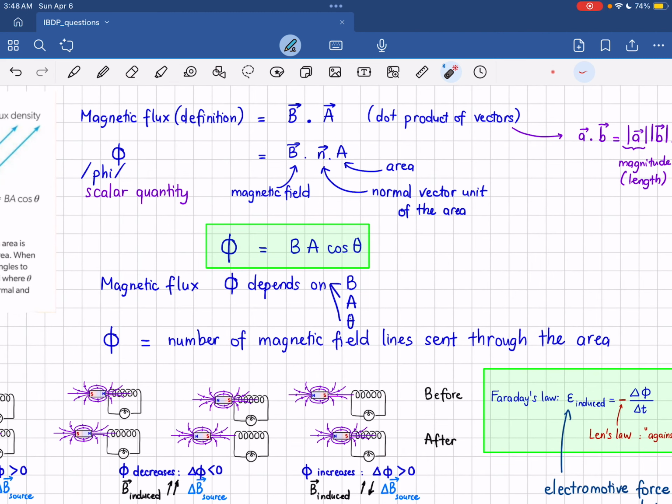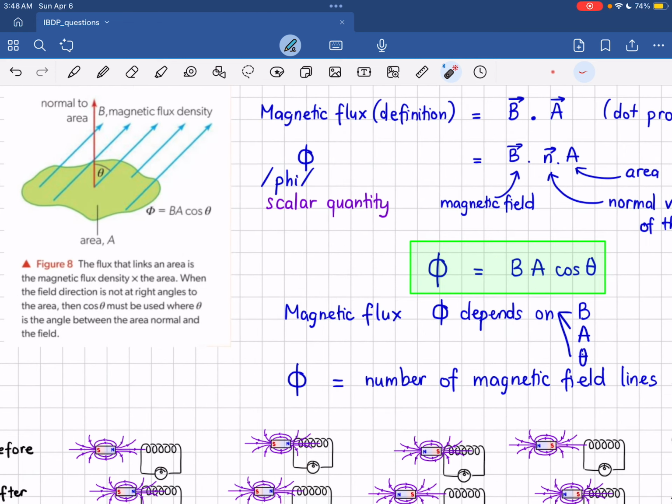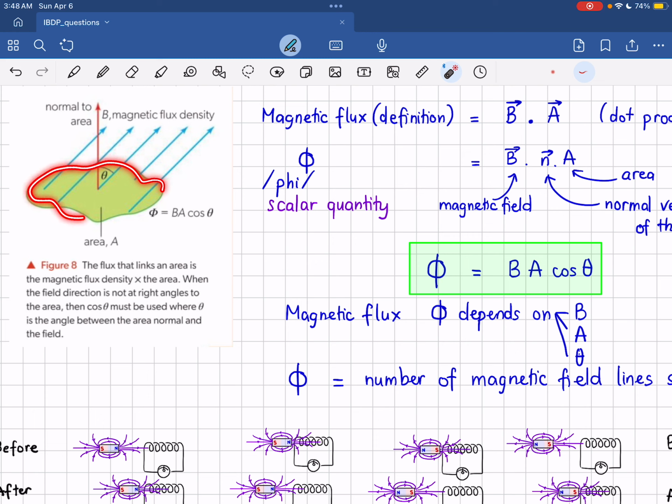And this is the definition in mathematical form. It equals the dot product of two vectors. The first vector is the magnetic field B, and the second vector is the vector A. So what is A here? You can see here this is a closed surface, and this closed surface has a surface area A. Then you have another vector that is normal to the surface, vector N, which is just a unit vector. So vector A points in the direction normal to the surface, and its length is the magnitude of the area.